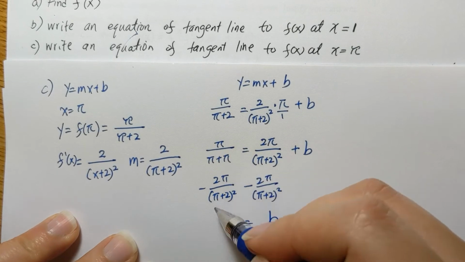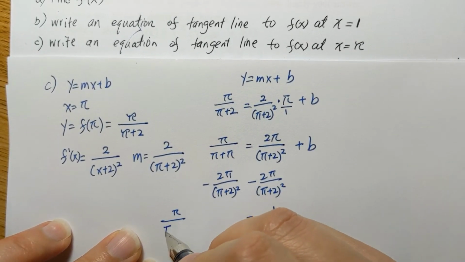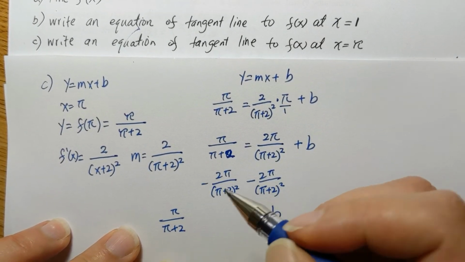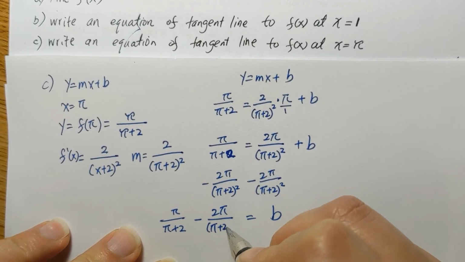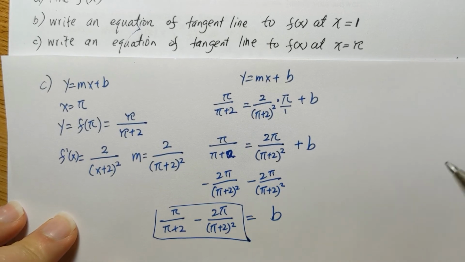And then you have a complicated b, so you just write this pi over, okay, I wrote wrong numbers, pi plus 2 minus 2 pi over (pi plus 2) squared. Okay, so now this is your b.